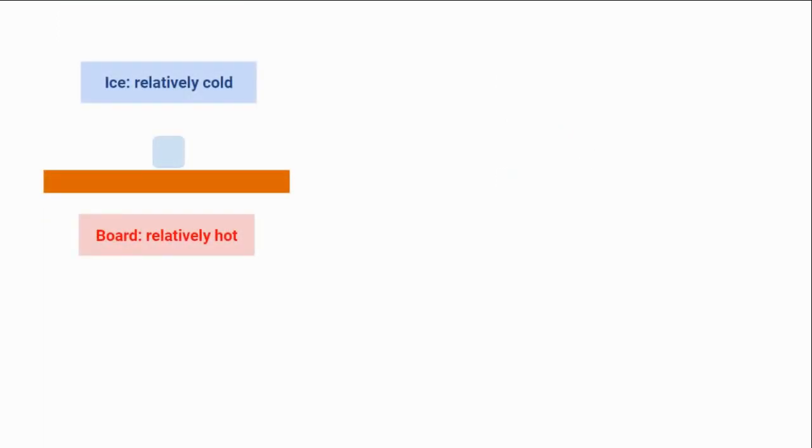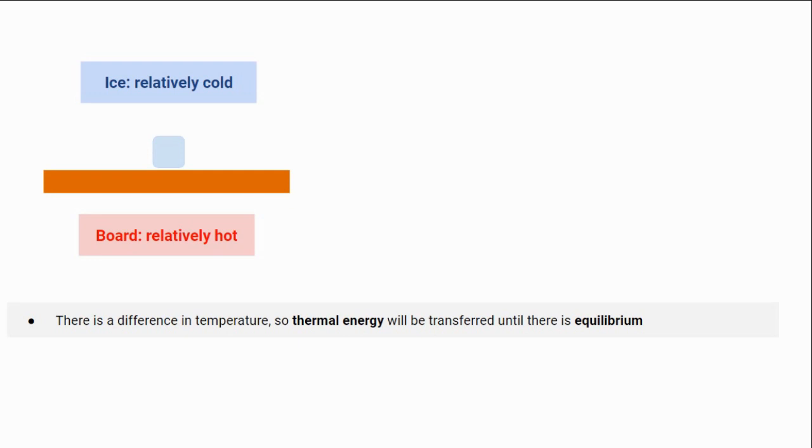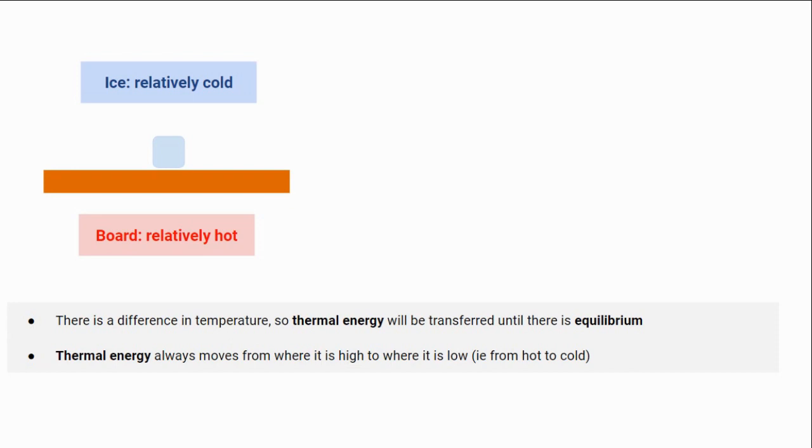So when the ice cube was placed on the chopping board, we also had a difference in temperature. So the chopping board was relatively hot compared to the ice cube, which was relatively cold. So with a difference in temperature, thermal energy will be transferred. And as always, thermal energy will move from where it's high to where it's low. So from the hot object to the cold object.